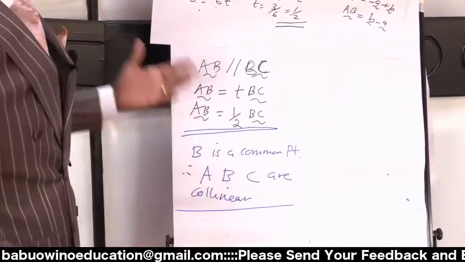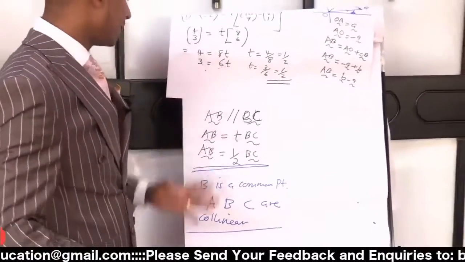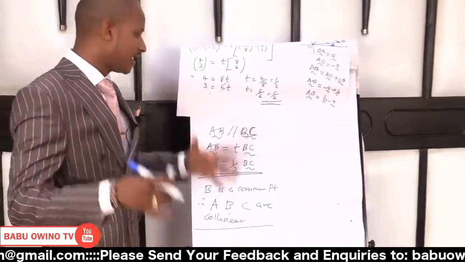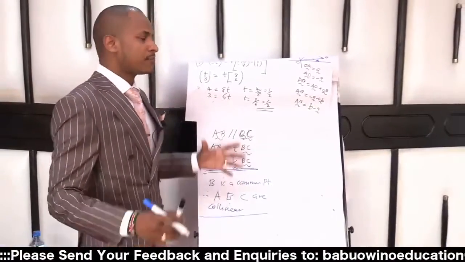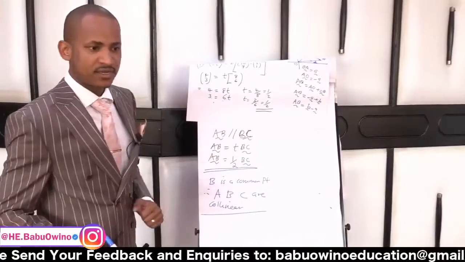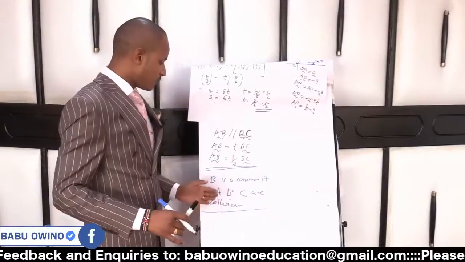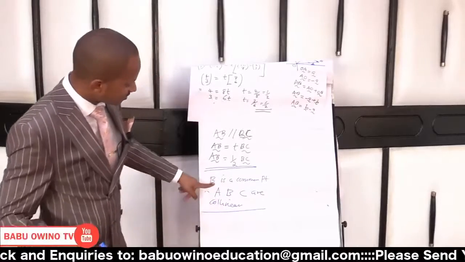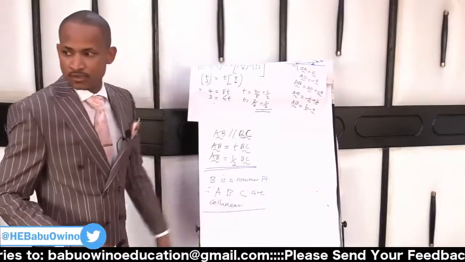Okay? So to prove collinearity, that these points lie on the same line, you have to prove that two vectors are parallel to each other. Then after proving that they are parallel to each other, you identify a common point, which in our case is point B. Then you make a conclusion that A, B, C are collinear.